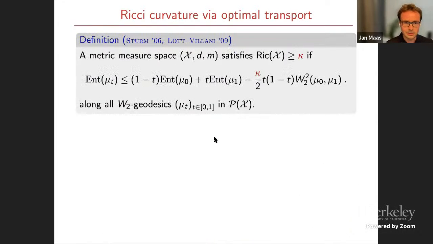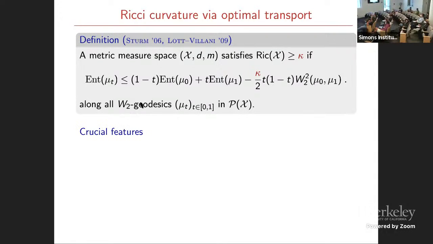Okay, so here this is written as a definition. Well, this is what I just said. So a metric measure space (X, d, m) satisfies this lower bound on the Ricci curvature if this convexity inequality for the entropy holds along all geodesics in the Wasserstein space of probability measures.